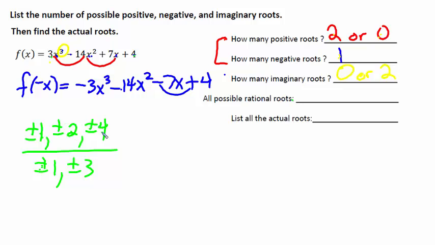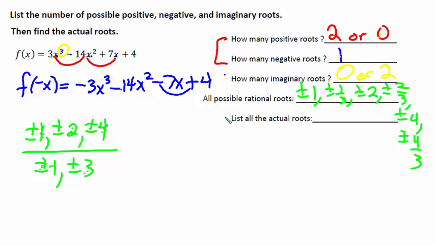So these will be all the numerators in your fractions. These will be all the denominators in your fractions. So for instance, you could have 1 over 1 from this list, which is 1. You could have 1 over 3. You could have 2 over 1, which is 2. You could have 2 over 3. And you could have 4 over 1, which is 4. And you could have 4 over 3. Should have made my space bigger.